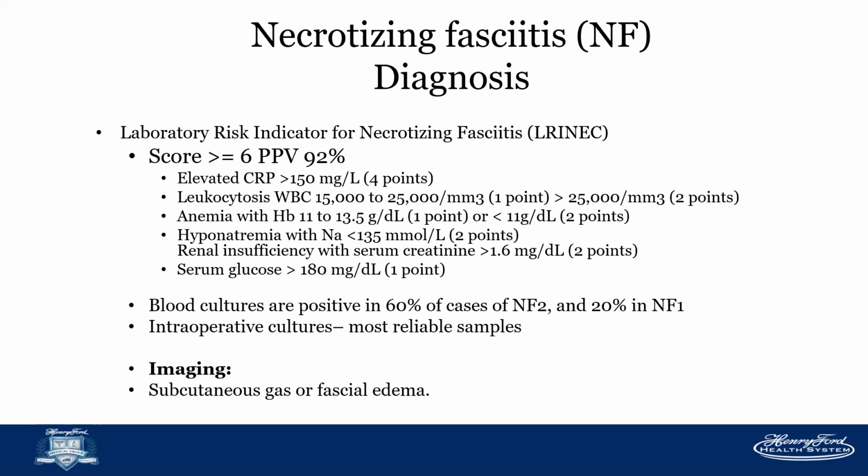There's a scoring system that was developed that you can use in conjunction with your clinical examination, called the LRINEC, which if you have a score of greater than 6, has a positive predictive value of necrotizing fasciitis of 92%. So, elevated CRP greater than 150, a leukocytosis of 15,000 to 25,000, hemoglobin of 11 to 13.5, hyponatremia, and a serum glucose greater than 180. If this is greater than 6 in the clinical findings, and also imaging may show subcutaneous gas or fascial edema.